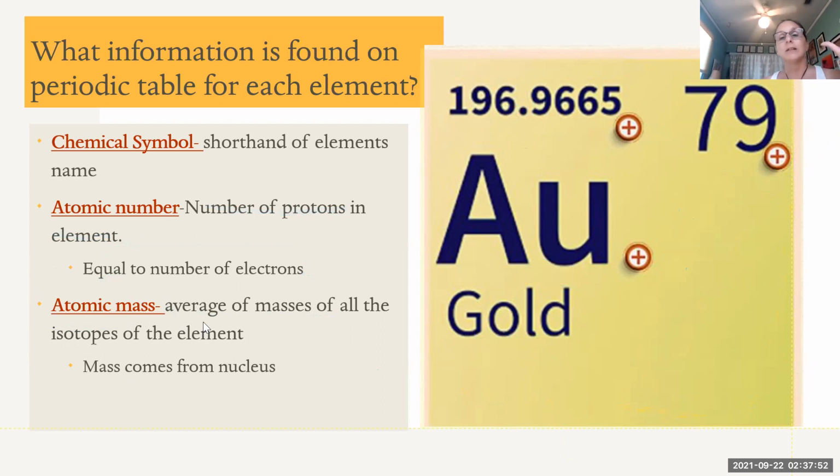All right, so we're clear with this information. Atomic number is the number that doesn't have the decimal place. It's the number of protons and the number of electrons. The number with the decimal is the atomic mass, which is the average mass of the isotopes. So you're wondering, what is an isotope?